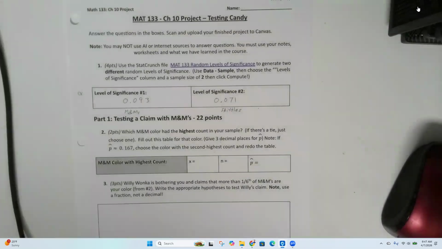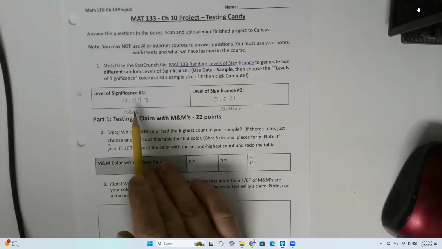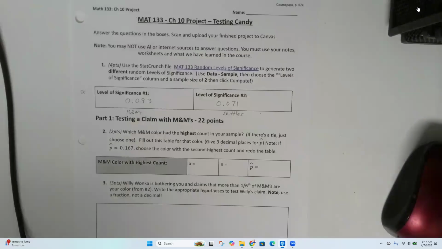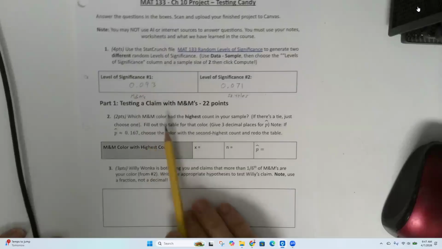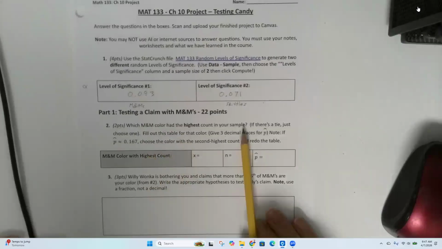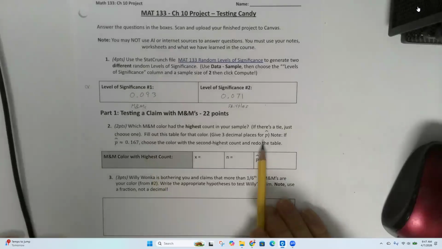So we're going to start with M&Ms. And for M&Ms, we are going to be doing this first level of significance. So mine is 9.3%. Yours is different, which is totally fine. Okay. And which M&M color had the highest count in your sample? If there's a tie, just pick one of the ones. Fill out this table for that color. All right. 3 decimal places for p hat.